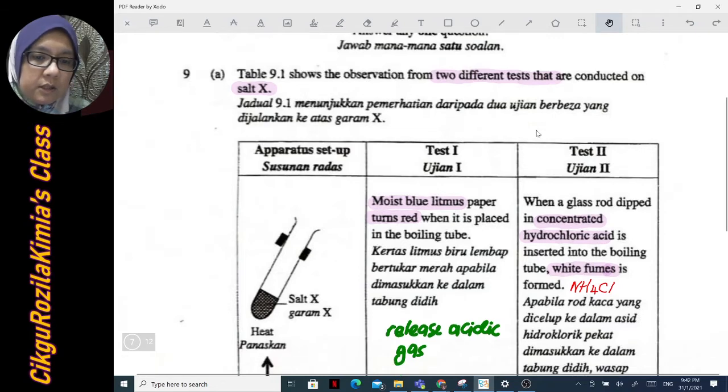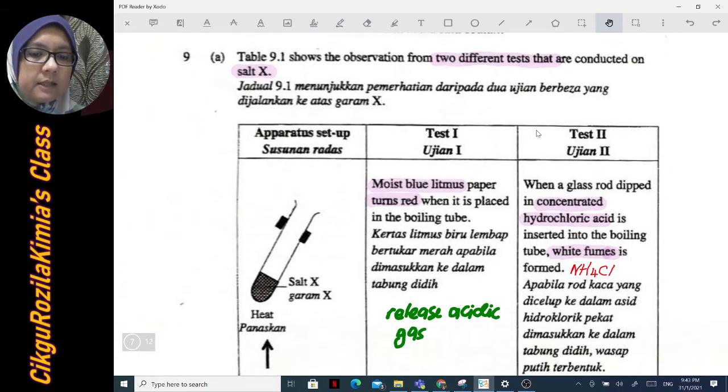Okay, tajuk salt ni ialah tajuk yang banyak kita kena ingat, konsep warna, solubility dan sebagainya. Okay. Table 9.1 shows the observation from two different tests that are conducted on salt X. So kalau kita tengok, there are two tests. Test number 1, dia panaskan salt X ni, and then dia buat test kepada hasil product of the heating or decomposition. So the first one, dia letak moist blue litmus paper will turn red.